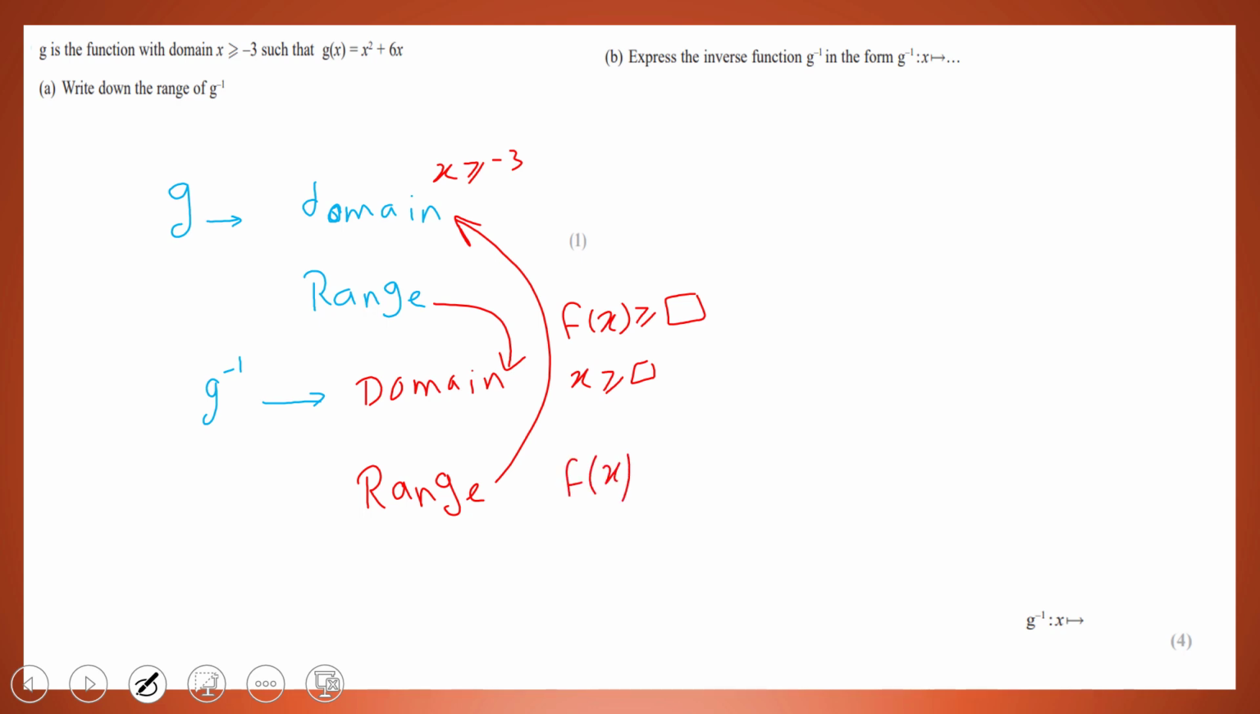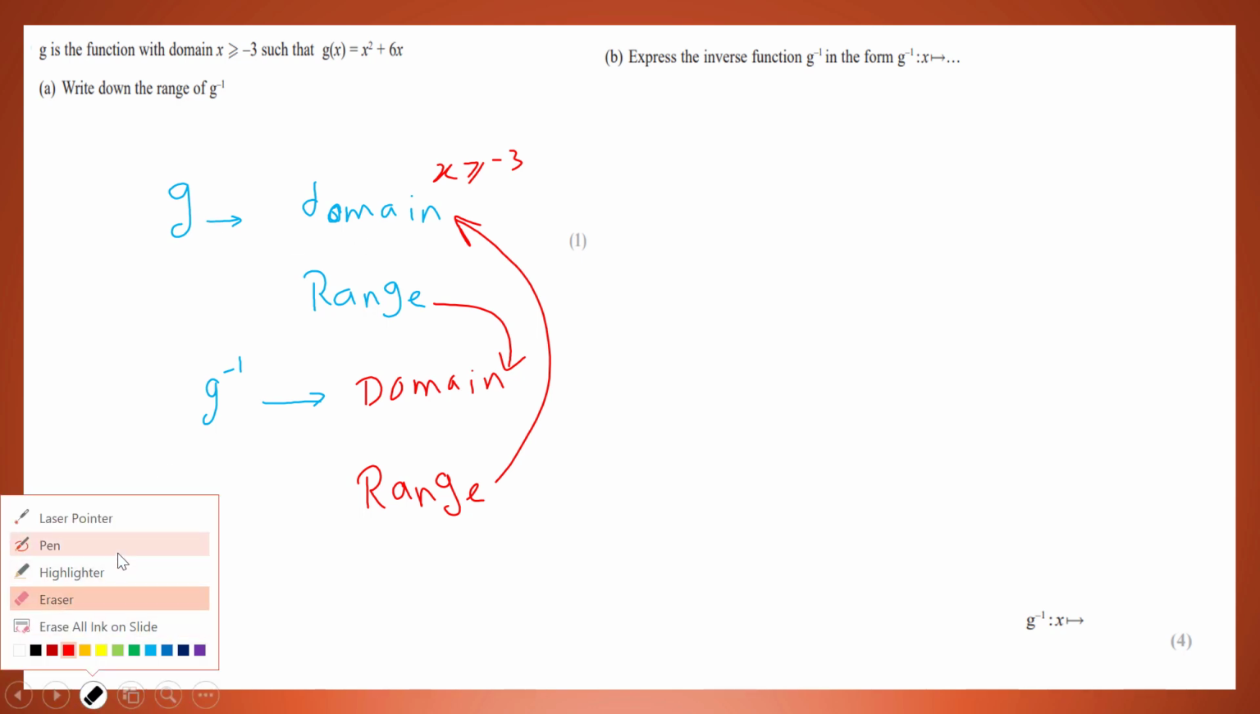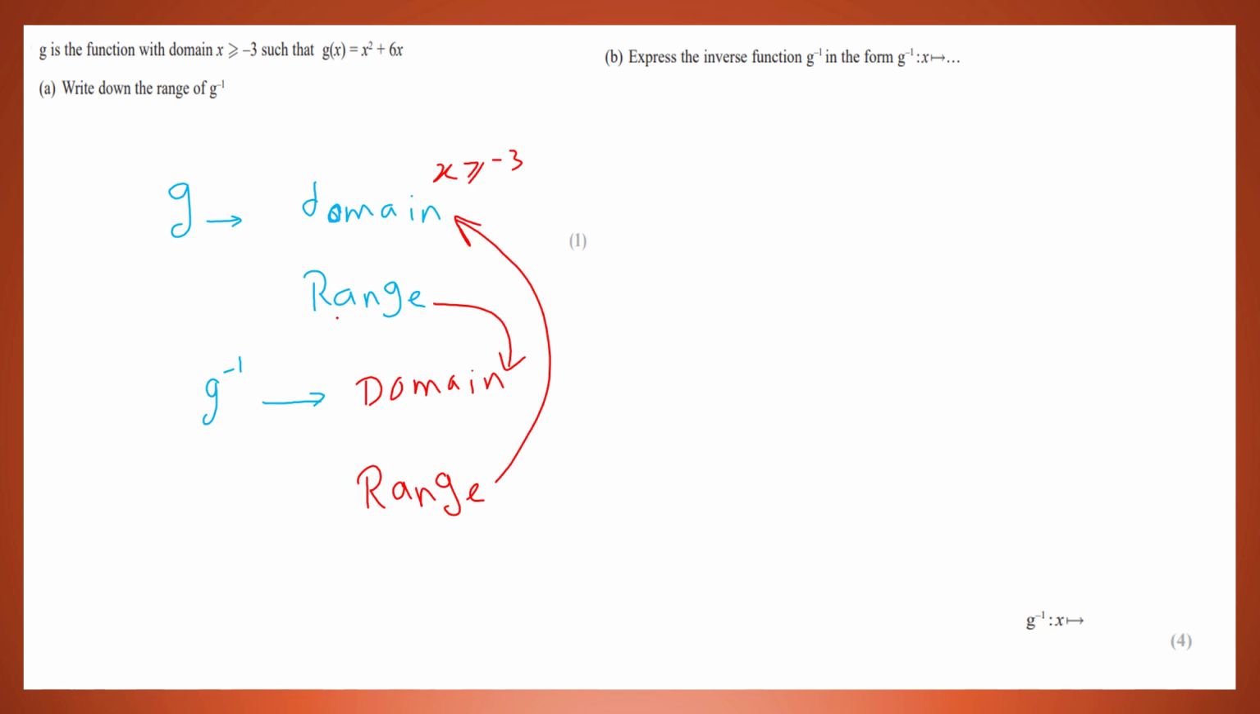So let's see how we solve. It's like an inverse operation in this part. What do we do exactly? Again, the domain of g will be the range of the inverse, and the range of g will be the domain of the inverse. If g has a domain and range, the domain for g will be the same as the range of g inverse, and the range values for g are the domain for g inverse.